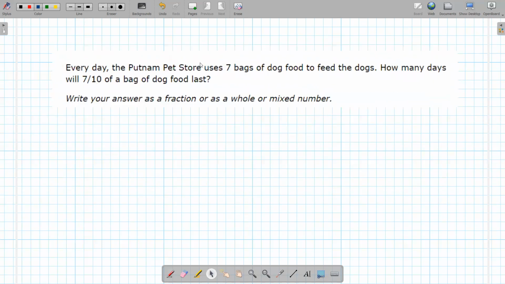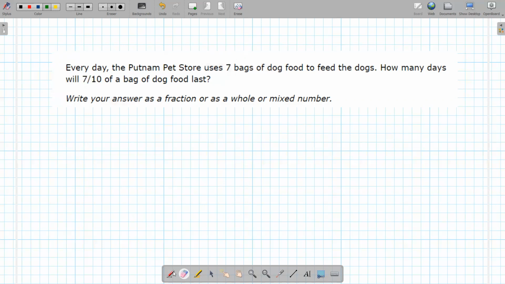Every day, the Putnam pet store uses 7 bags of dog food. How many days will 7/10 of a bag of dog food last? It's just 7 divided by 7/10. Is that so? Here, let's assume that they use 2 bags of dog food, yeah? How long will 4 bags of dog food last? Do we do 2 divided by 4 or 4 divided by 2? 4 divided by 2. Yeah.